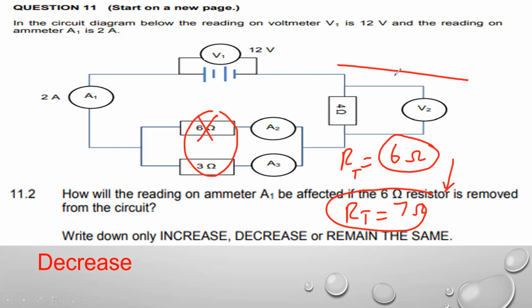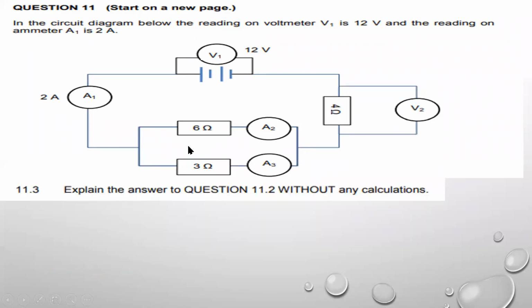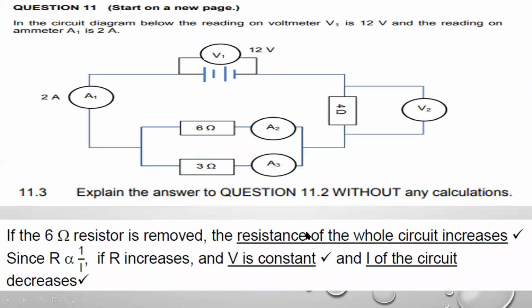You just remember this one between current and resistance. If current increases, resistance decreases. Like this, let's draw. Resistance on one side, and then on the other side, current. If one increases, the other one decreases, people. Just remember. Okay, I think we have done. Let's see any other questions. 1.3, okay. We have another question, explain the answer. Oh, we explained already. Because total resistance increases.